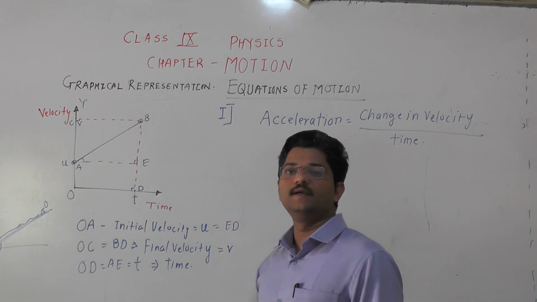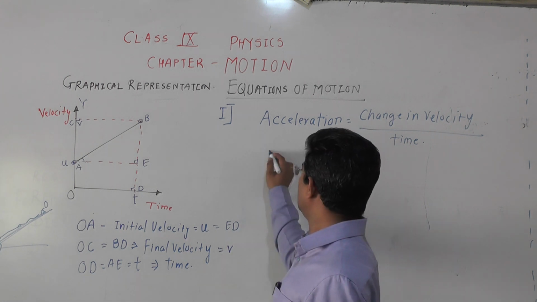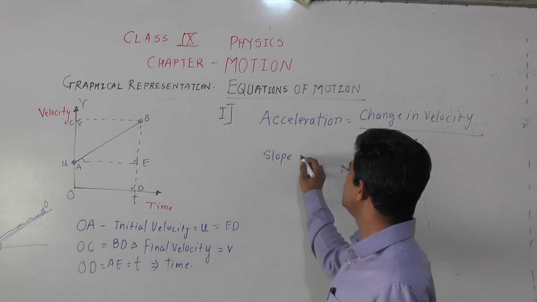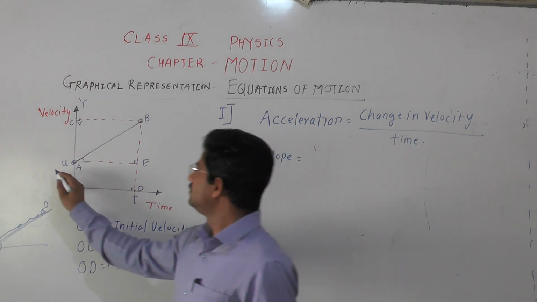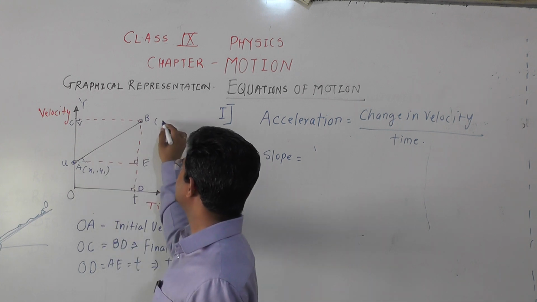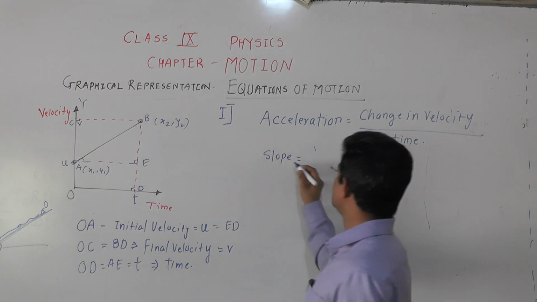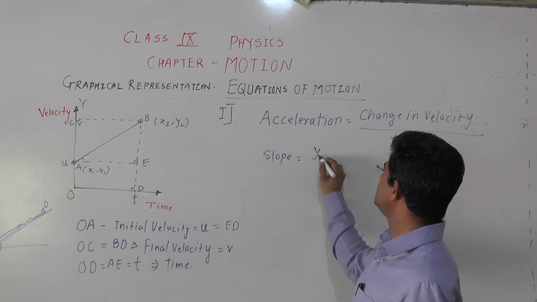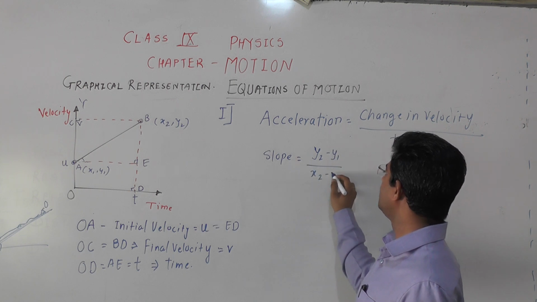If I want to calculate the slope of line AB, then the slope is defined as change in the y coordinates. Suppose this point has the coordinates x1, y1 and this point has coordinates x2, y2. Then slope will be calculated as change in y coordinates upon change in x coordinates.